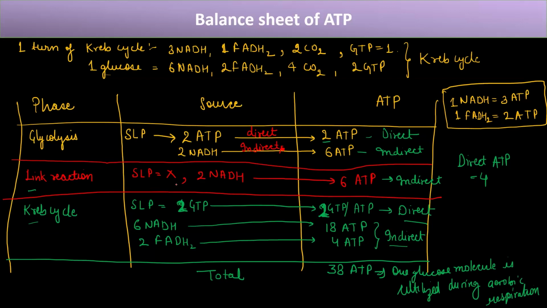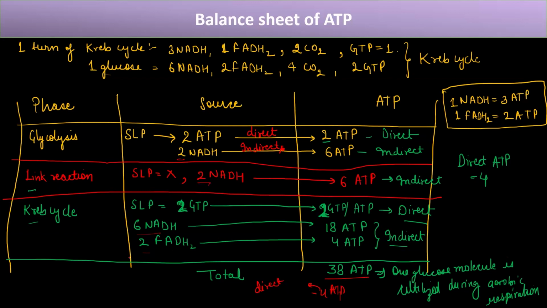Now we will see that out of this 38, since only 4 ATPs are related to direct ATP production, how is this 34 ATP forming? Just for revision, remember that in glycolysis we form 2 NADH. In the link reaction as well, we form 2 NADH. And in the Krebs cycle, we form 6 NADH and 2 FADH2.